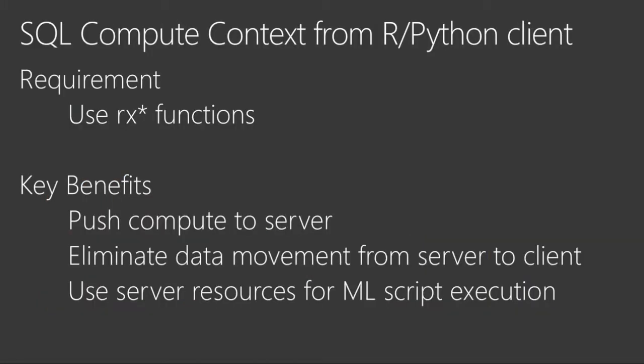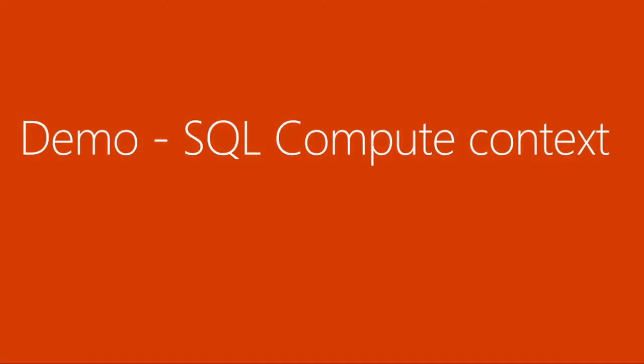And then, what does it mean? SQL compute context is something you can use for anything. This is specific to the Rx functions. Whenever you see an Rx function, that's our implementation of some algorithms which can run in this context. So the key benefits are that you can push the ML compute from your client over to a big server, and you are removing the data movement problem. The other thing is you leverage the server resources. So with that, let's quickly look at a demo.